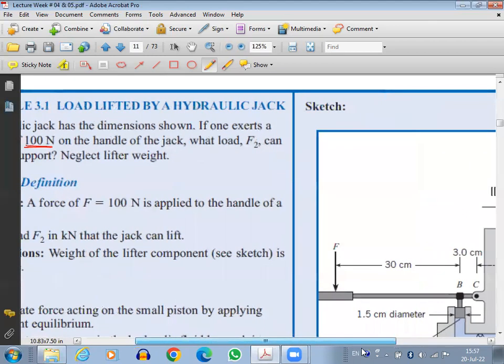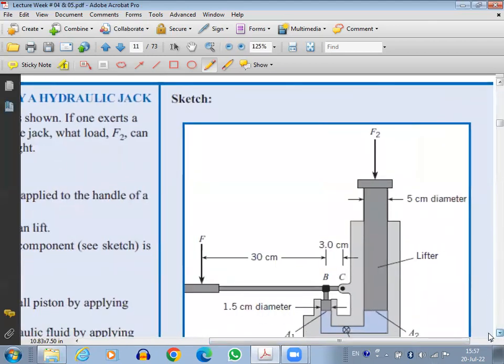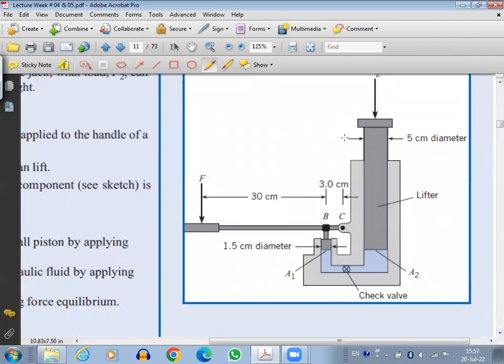So first, have a look at the jack. How does the jack look like? You see you have a lever in the jack. This lever is connected to a small piston. Now this piston is in connection with a small container of hydraulic oil. This oil is connected with another piston which has a large area, and at the top of that piston we have the load.